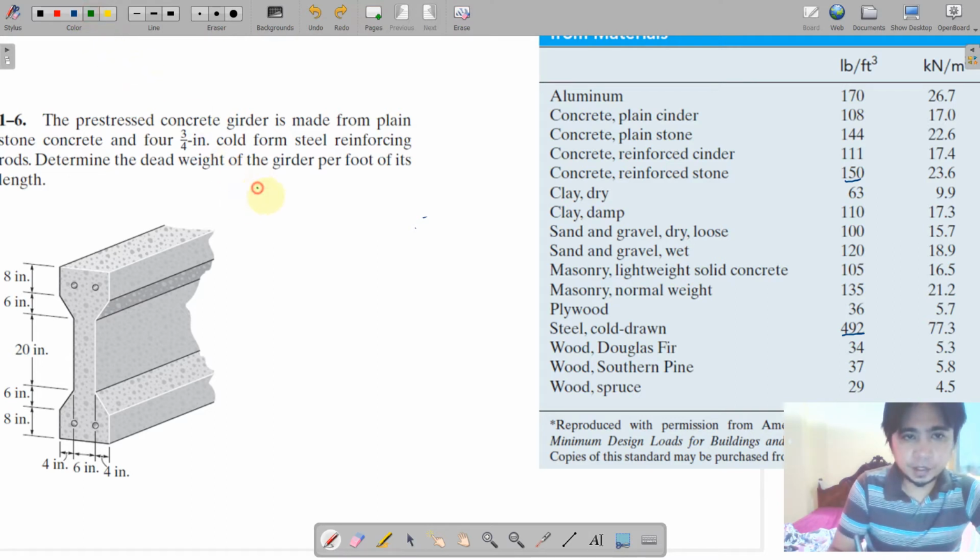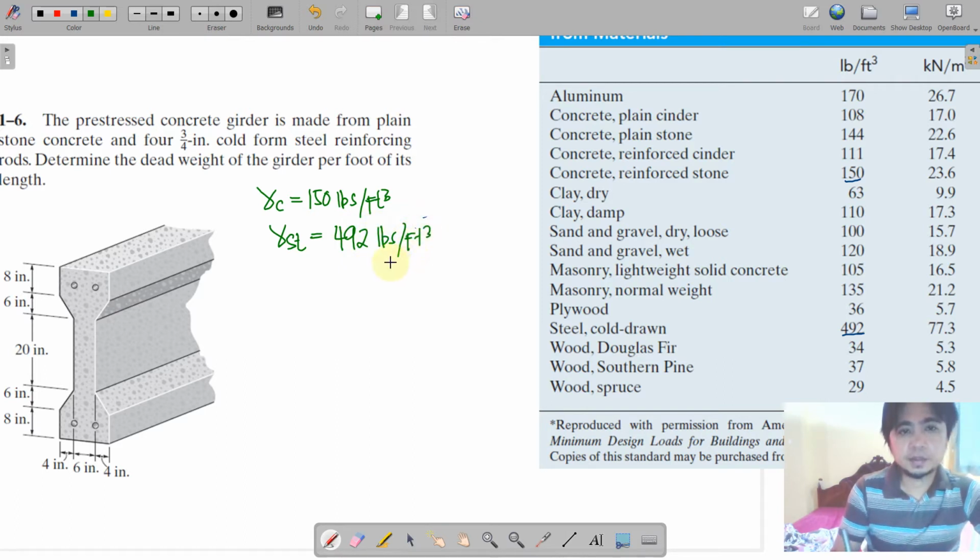So we have gamma for concrete, that is equivalent to 150 pounds per cubic feet, and then gamma for steel equivalent to 492 pounds per cubic feet. For this one, of course, we are going to determine the volume, and the volume is per foot of this length.